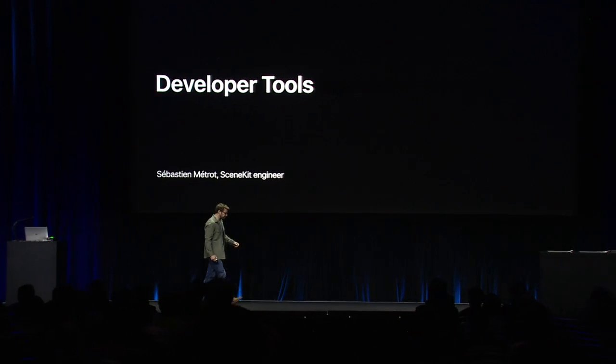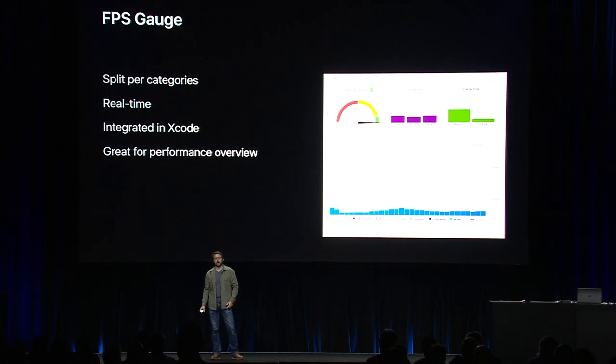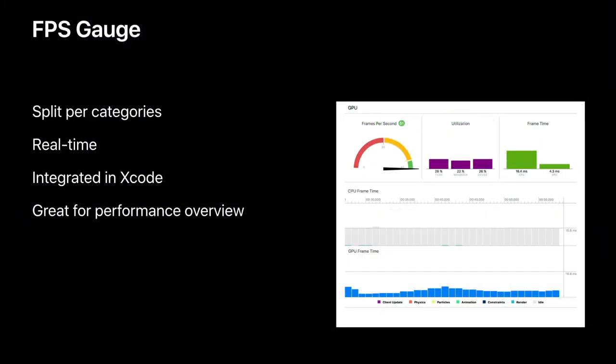Thank you, Amaury. So last year, we introduced the FPS gauges. It's a great way to have an overview of the performance of your application regarding SceneKit. And they split the categories so that you can see exactly what the time is taken for the CPU and the GPU. So you can know if it's going in the rendering, in physics, or particles. It's integrated in Xcode, and you can have a look at exactly how it behaves all the time. And it's cool to exactly know what's taking time, so you can reduce your meshes or animations, for example.